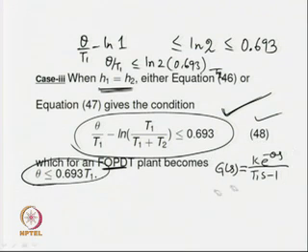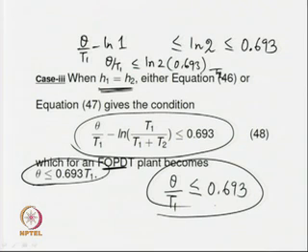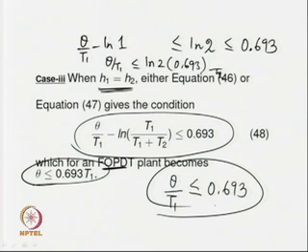So, for inducing limit cycle or sustained oscillatory output in the case of first order plus dead time unstable systems, the condition for obtaining stable limit cycle output is theta upon T1 less than or equal to 0.693. And unless we obtain stable limit cycle output, we cannot make measurements and we will not be able to identify the parameters of the dynamic model or transfer function model of the dynamic system. Okay. So, this is how the analysis goes.